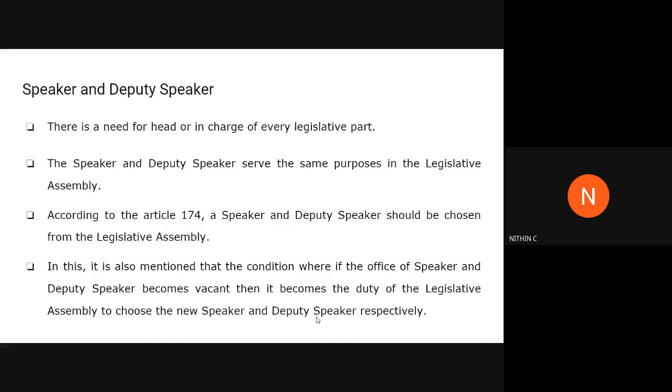According to Article 174, a speaker and deputy speaker should be chosen from the legislative assembly. It is also mentioned that if the office of speaker and deputy speaker becomes vacant, then it is the responsibility of the legislative assembly to choose a new speaker and deputy speaker. It is the duty of the house to elect a new speaker and deputy speaker. That's it. That is a general statement.